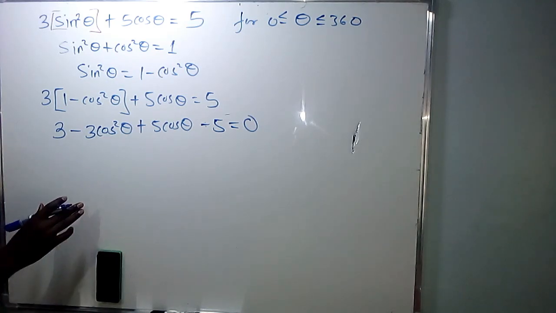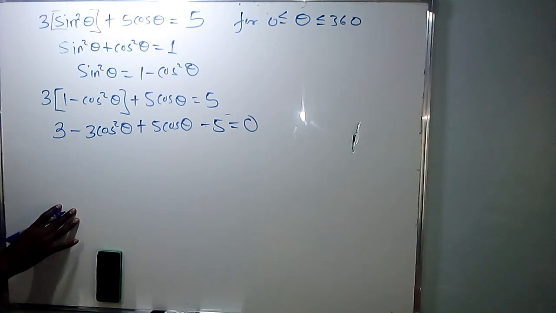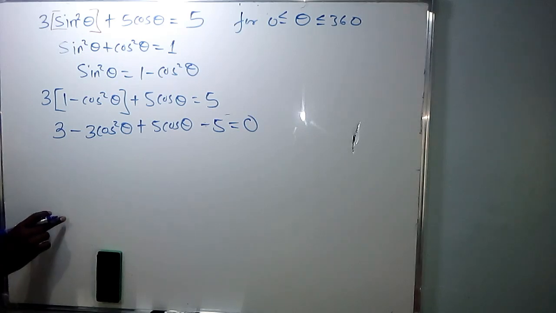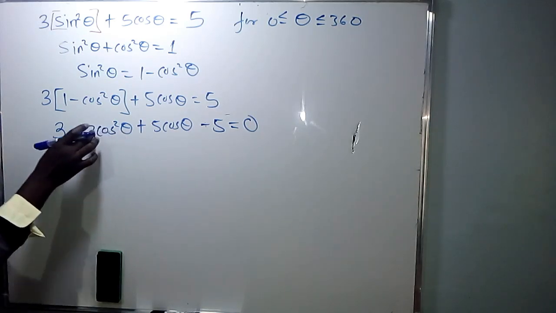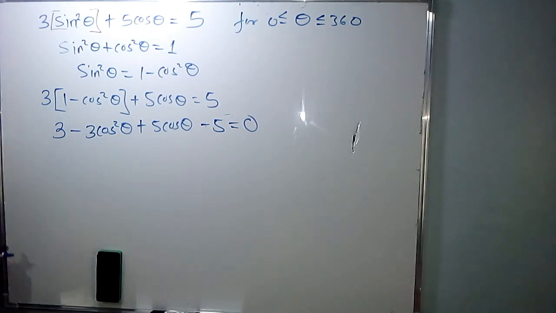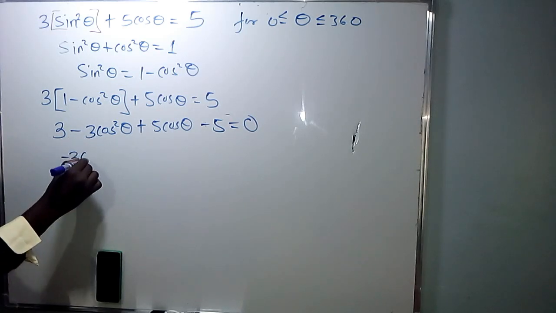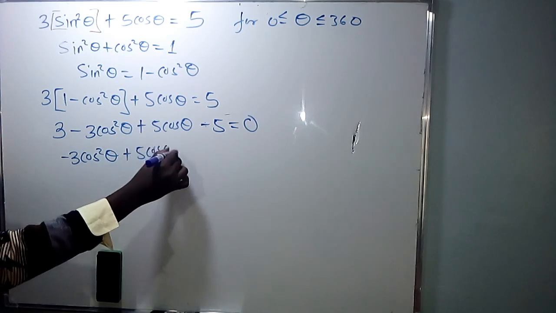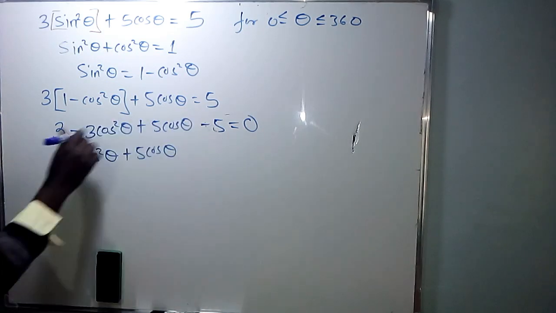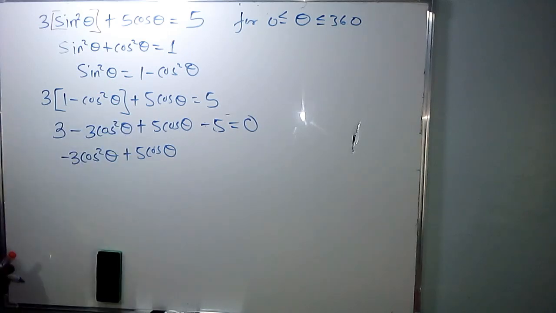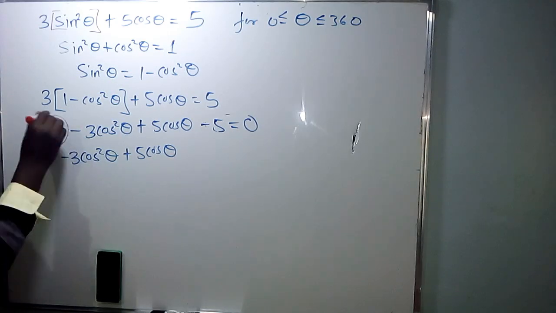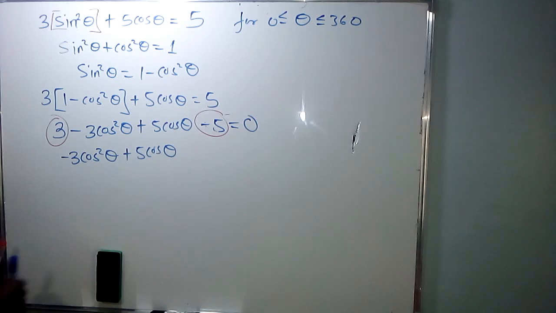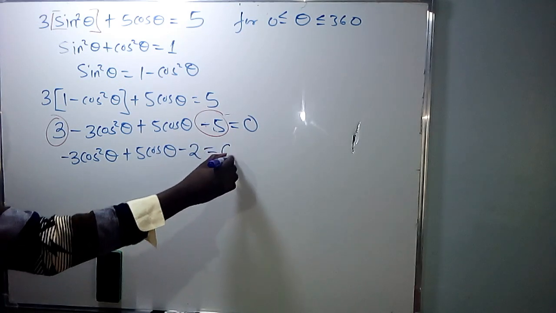When we are simplifying, we start with the term which is squared, isn't it? Remember the term which is squared is cos squared theta. So what is the coefficient of cos squared theta? The coefficient of cos squared theta is negative 3. Are we together? So we start with negative 3 cos squared theta, followed by 5 cos theta. Then we were left with positive 3 and negative 5. Positive 3 and negative 5, we get negative 2 if you simplify, so that is equal to 0. So you simplify that equation.